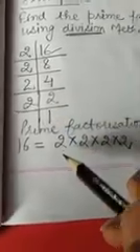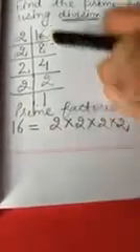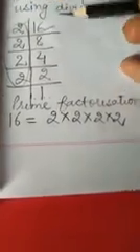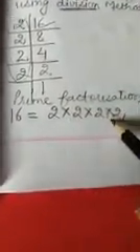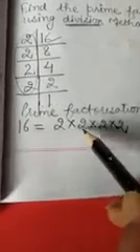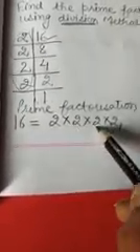Now how to write this? The prime factorization of 16 will be written in product form: 2 multiplied by 2 multiplied by 2 multiplied by 2. We can also check this: 2 twos are 4, 4 twos are 8, 8 twos are 16.